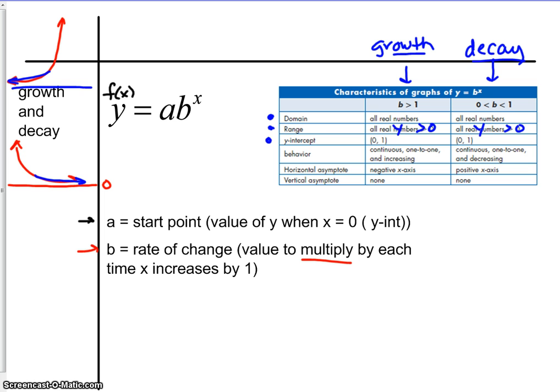Y-intercept, what I'm going to do is change that a little bit, okay, because I'm going to use it as my start point, so I'm actually going to call my y-intercept 0, whatever that value for a is. Okay. Horizontal asymptote, so we're going to talk about horizontal asymptotes in here. Okay, it says the negative x-axis, but remember, we talk about asymptotes as a line. So our asymptote here is going to be y equals 0. We're getting closer and closer to 0.